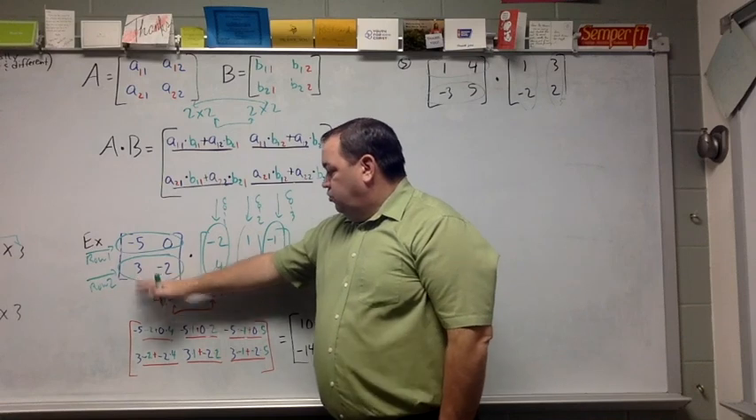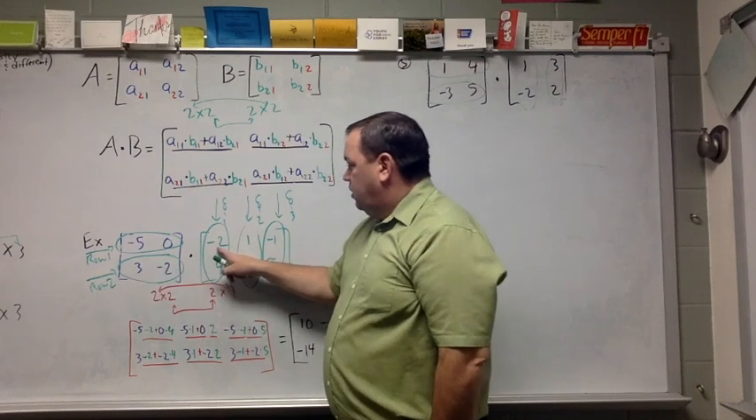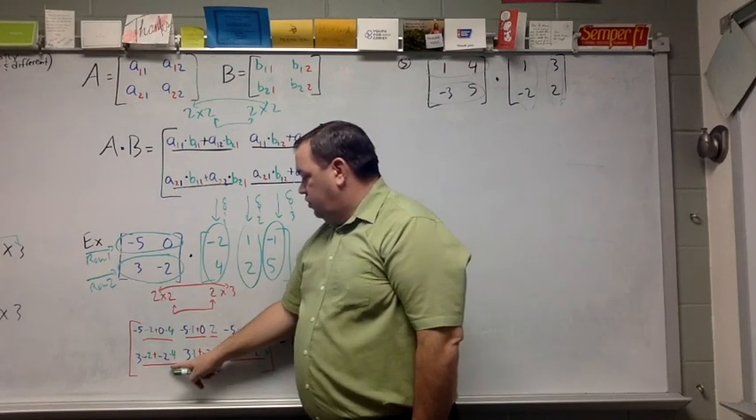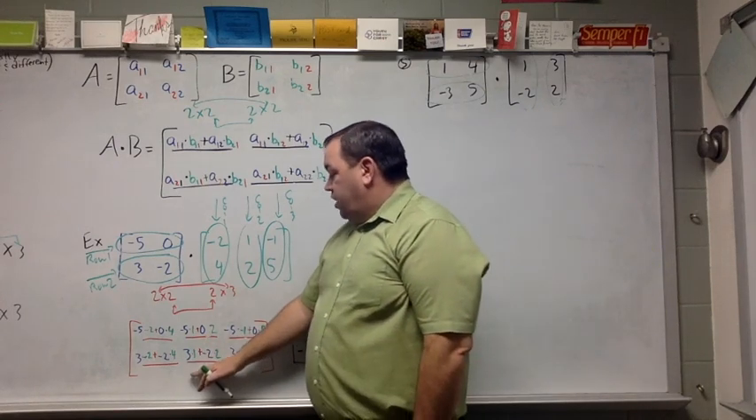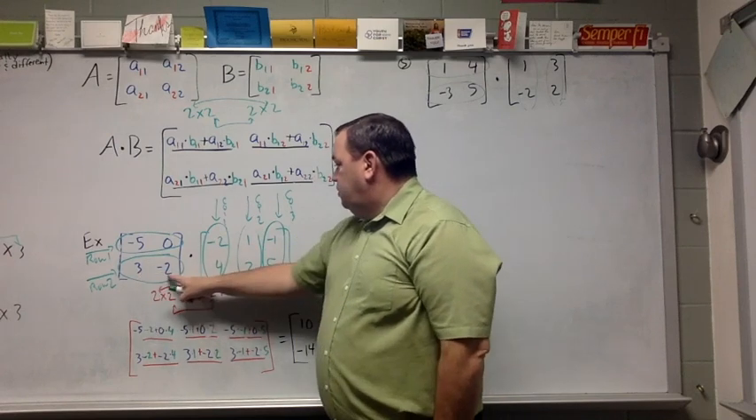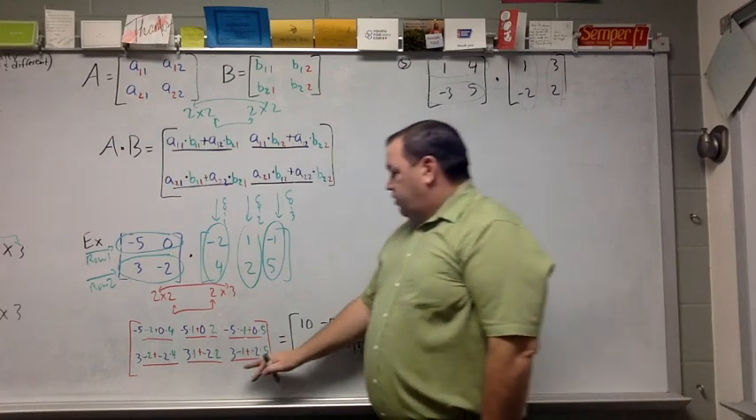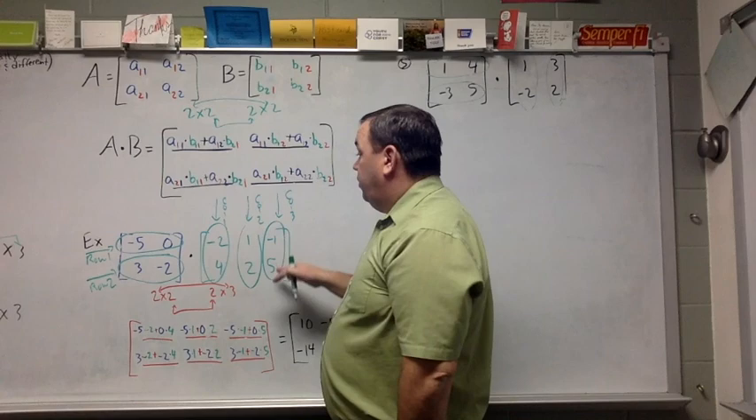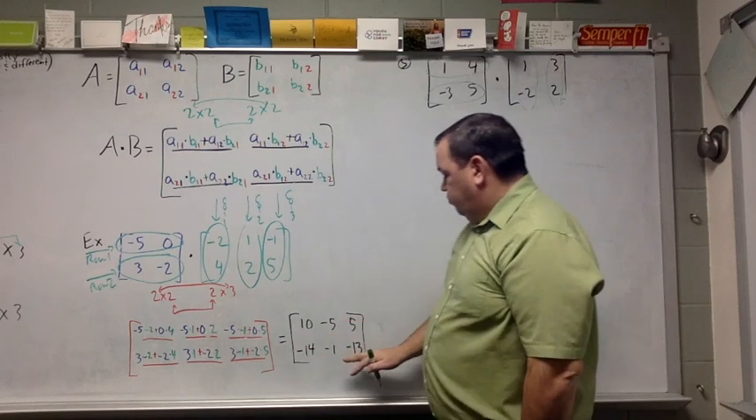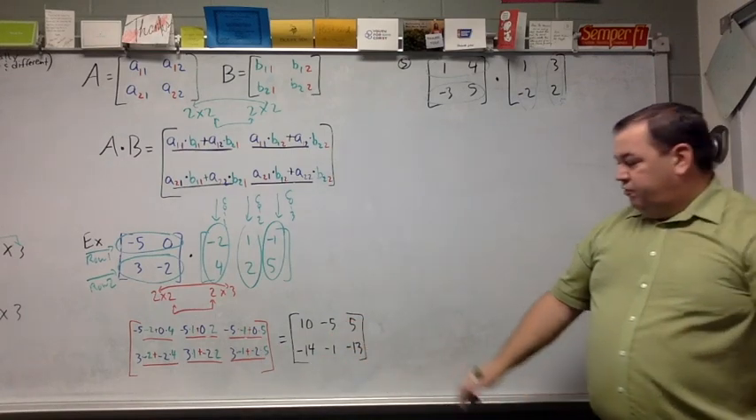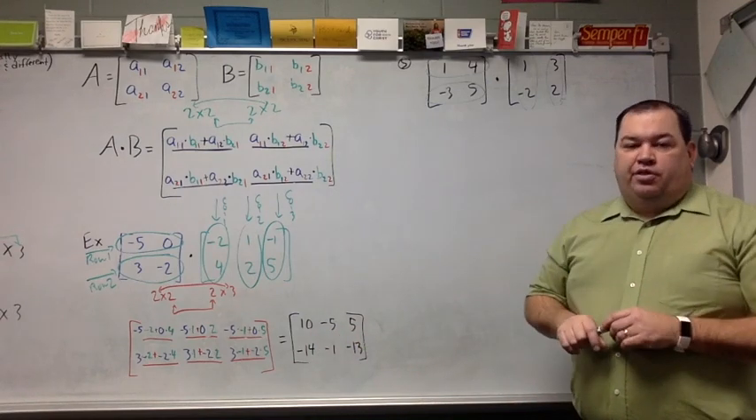So now I'm in row 2, but I'm back in column 1. So I'm going to use row 2, column 1, 3 times -2, -2 times 4, and I add those up to get -14. Row 2, column 2, 3 times 1, -2 times 2, add those up, I get -1. And finally, row 2, column 3. 3 times -1, -2 times 5, all goes in row 2, column 3. So my final answer is 2 rows, 3 columns, a lot more there than just multiplying one thing.